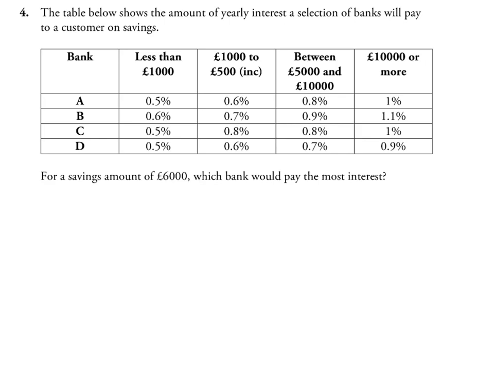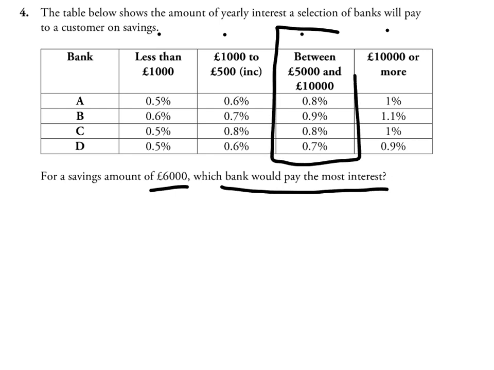This question is asking us which bank would pay the most interest if I'm putting in £6,000. Now the first thing I need to do is work out which of the 4 columns is the one that I need to choose from. Now it's £6,000, so £6,000 is between £5,000 and £10,000. So it's from that column.